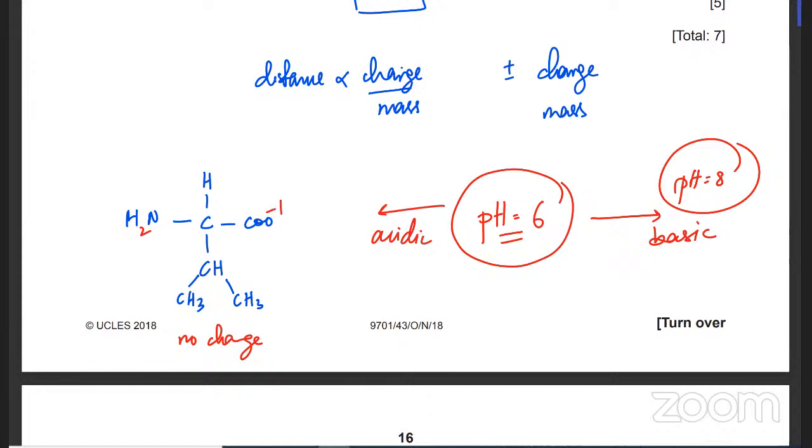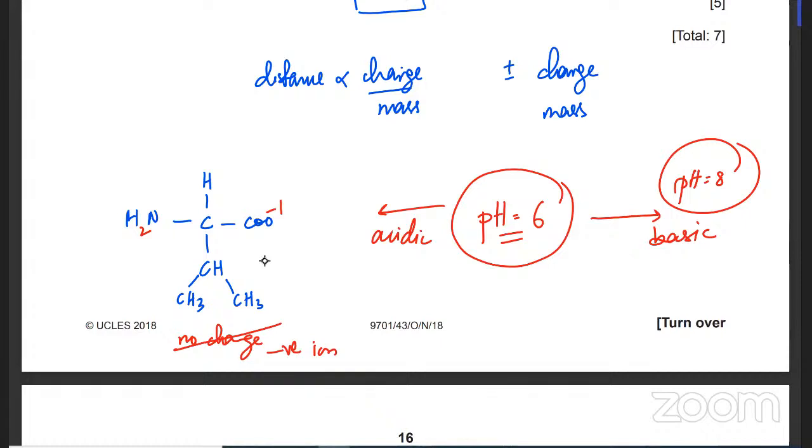It will form a -1 ion. But in basic conditions, the basic part of the amino acid is not going to react. Is that clear? So at pH 8, valine would look like this, and it will instead be a negative ion. Is that clear? Yes.